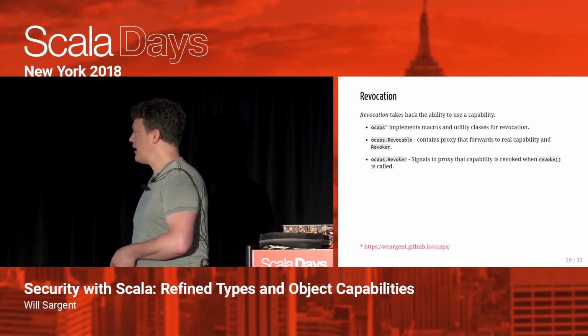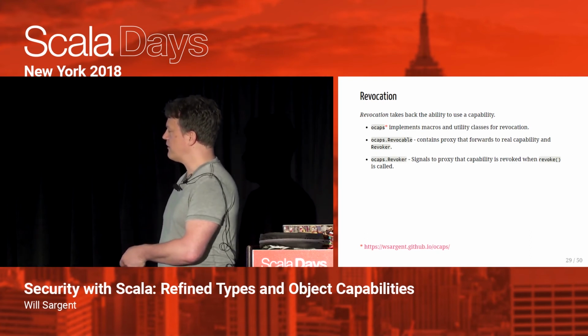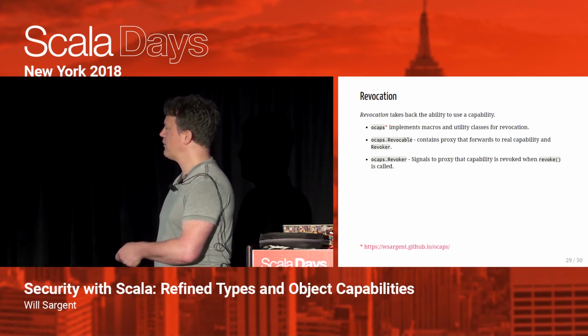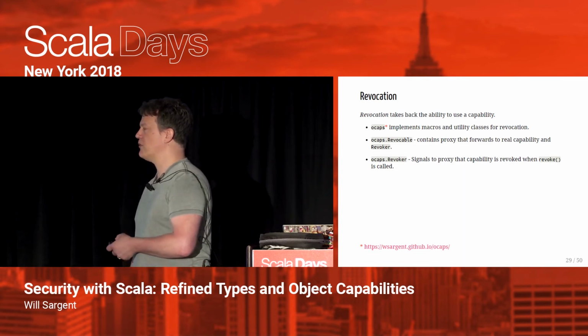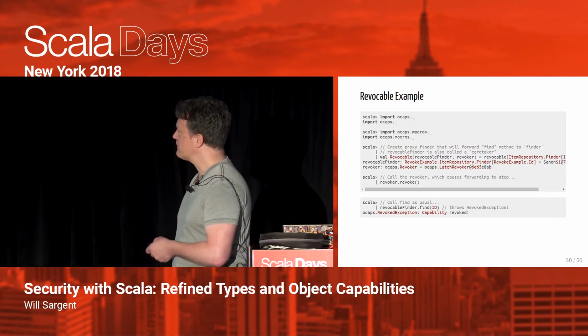And this is where we come to the library that I just made public, about an hour ago. I've got an OCAPS library that implements revocable and revoker and a whole bunch of utility methods, which do all of this for you and set up a bunch of macros to hide the boilerplate.